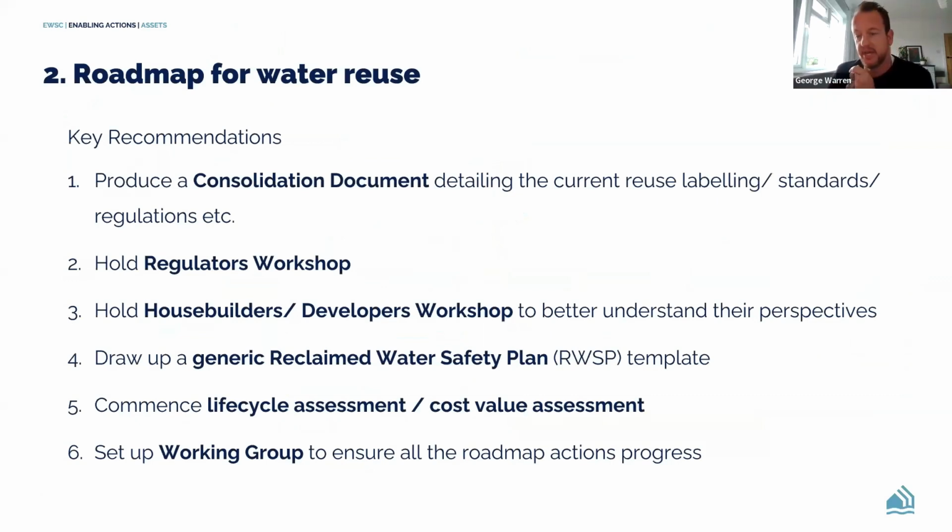So in terms of the key recommendations that came out, these are starter for 10: produce a consolidation document. So that's pulling together all the information out there into a single point, noting that things are across various different streams, and with the leaving of Europe, making sure that there's relevant guidance over here. Hold a regulators workshop, which we have now done. Hold potentially a house builders and developers workshop to better understand the perspective from the development sector, which is something that we are looking into at the present time.